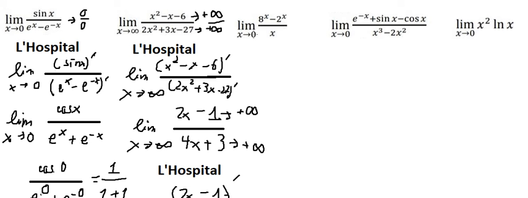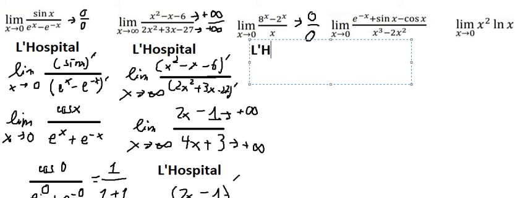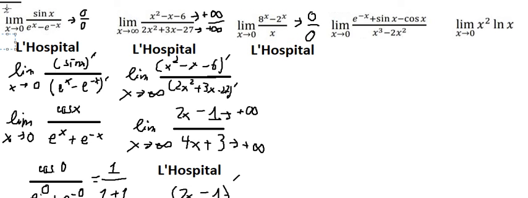When x approaches 0, we put 0 here, 0 here, 0 here, and you get 0 over 0. So we can use L'Hospital. That means we need to take the first derivative of the numerator and denominator.